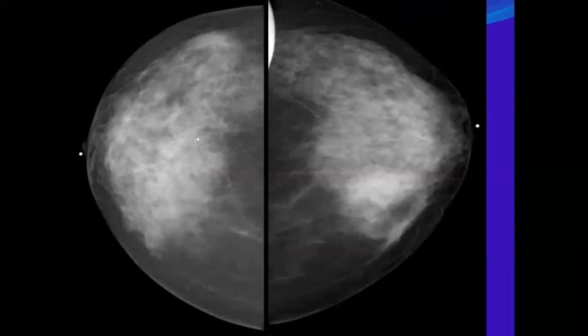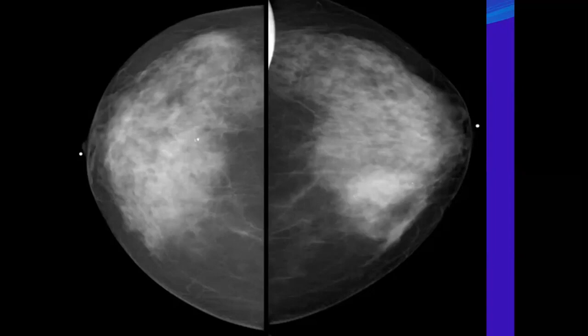Yes, on craniocaudal view, it's seen as focal asymmetry. So the suspected asymmetry on the MLO is being confirmed. It has a correlate on the CC view. Where on the CC view? At the inner part of the left breast, in the medial aspect of the mid left breast.